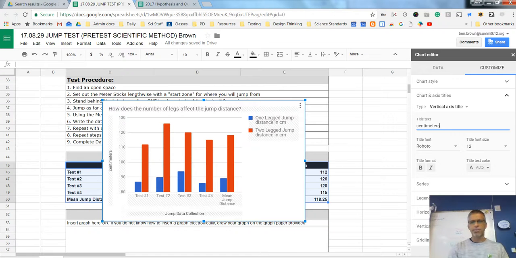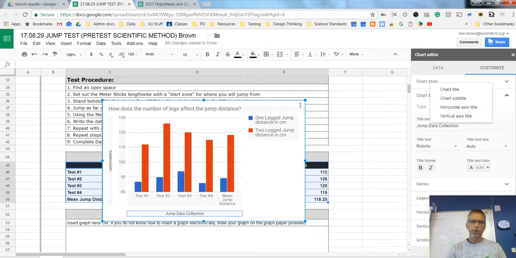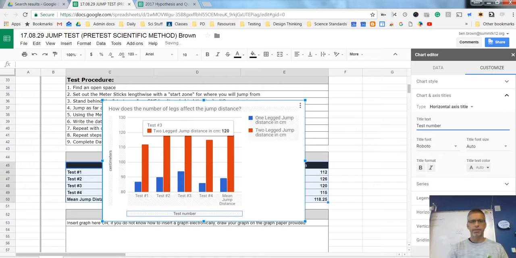My x-axis says jump data collection. Maybe I could say on this, I go to horizontal axis, or I double click on jump data collection, and I change that to test number. And you can see that the test number is what we are having on our x-axis. So now we have a graph with a pretty decent title.